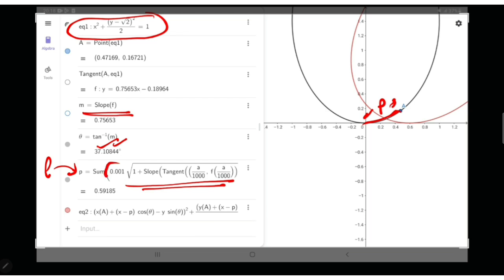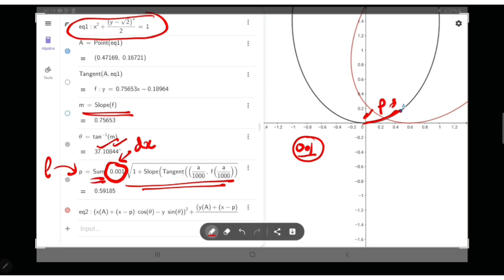Here I have taken this distance as dx. This is very small with respect to our units. We are all dealing with, say, 0.1 as the least count, but here I have taken a very small unit, 0.001, so it can be treated as dx. And I have taken a sum; I have given the summation function, and the same formula I have written here.